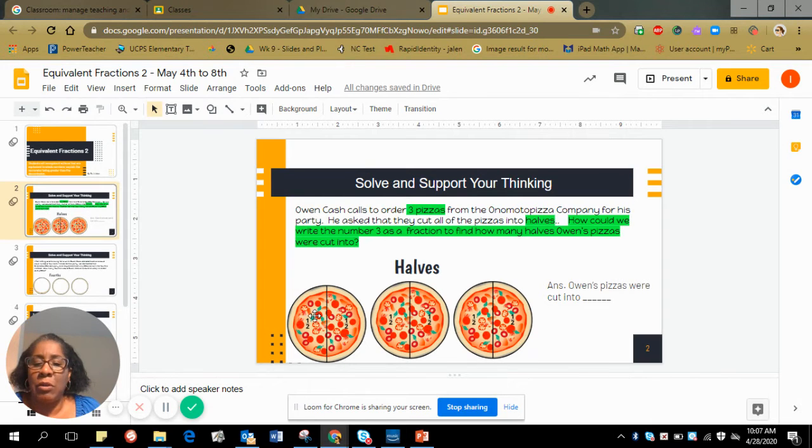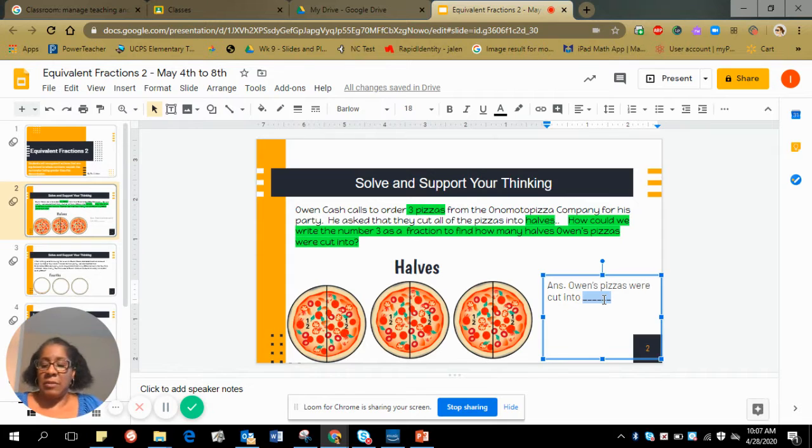So all we need to do, now that we have cut each of the pizzas into 2 equal parts, is simply count 1, 2, 3, 4, 5, 6 halves. So 1 half, 2 halves, 3 halves, 4 halves, 5 halves, and 6 halves. So Owen's pizzas were cut into 6 halves. Okay, so 6 in this case is our numerator. That's the total number of pieces. And then 2 signifies our denominator, which is the number of pieces in a whole. So 6 halves is the same as 3 wholes.